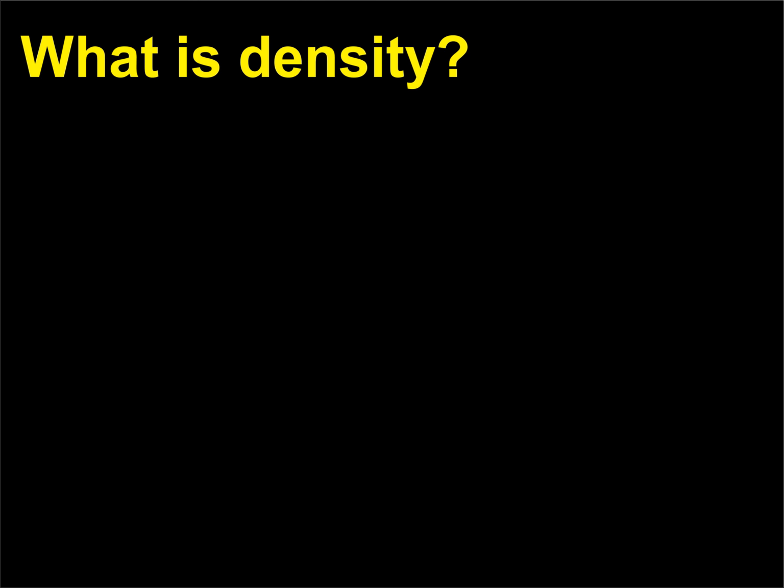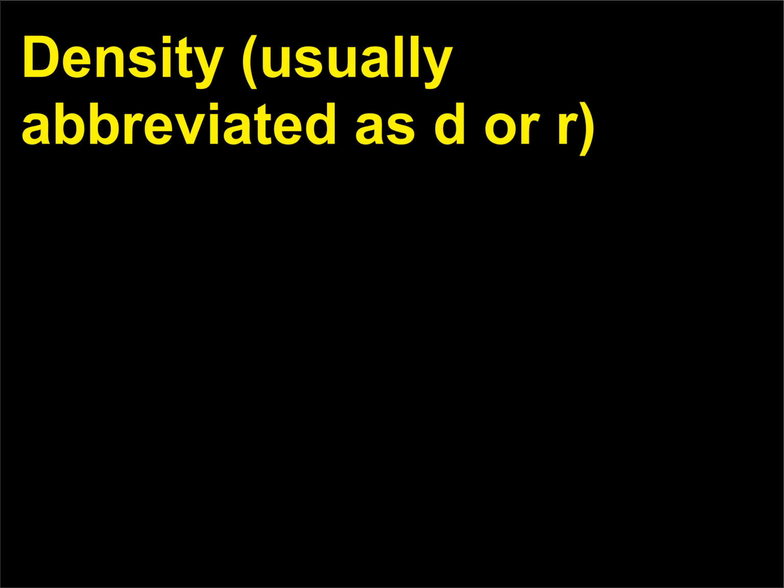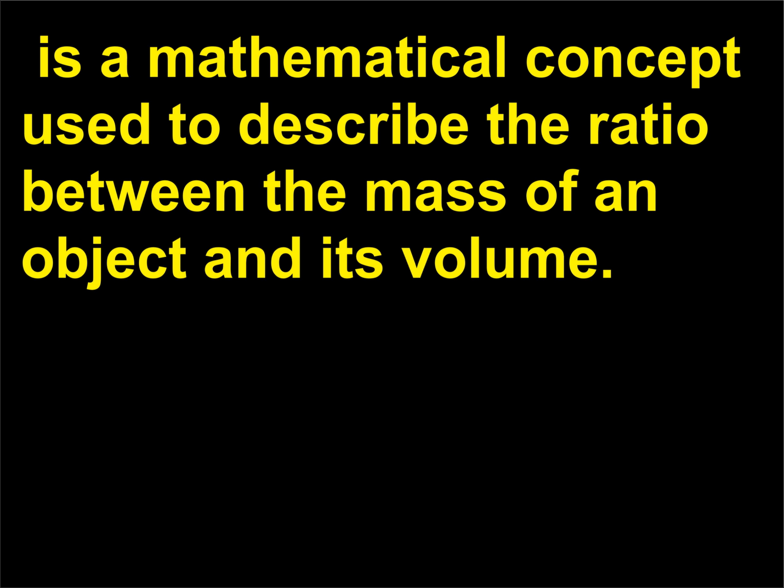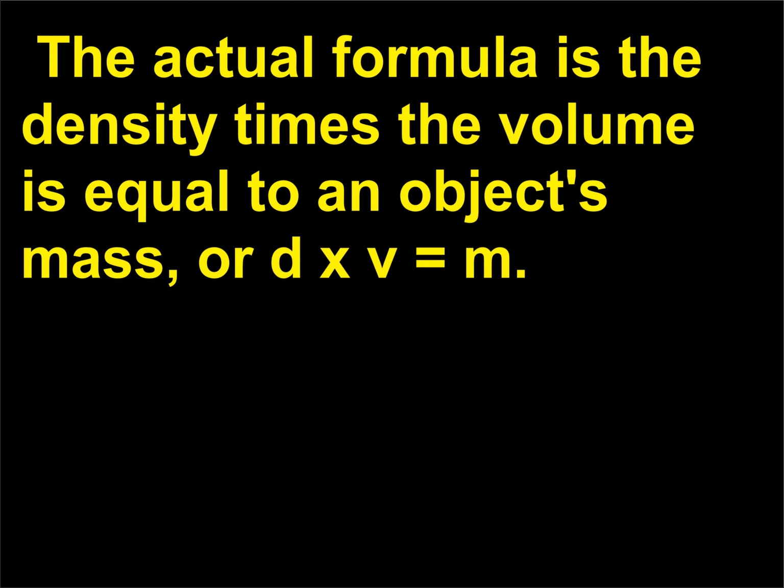What is density? Density, usually abbreviated as D or R, is a mathematical concept used to describe the ratio between the mass of an object and its volume. The actual formula is the density times the volume is equal to an object's mass, or D×V = M.